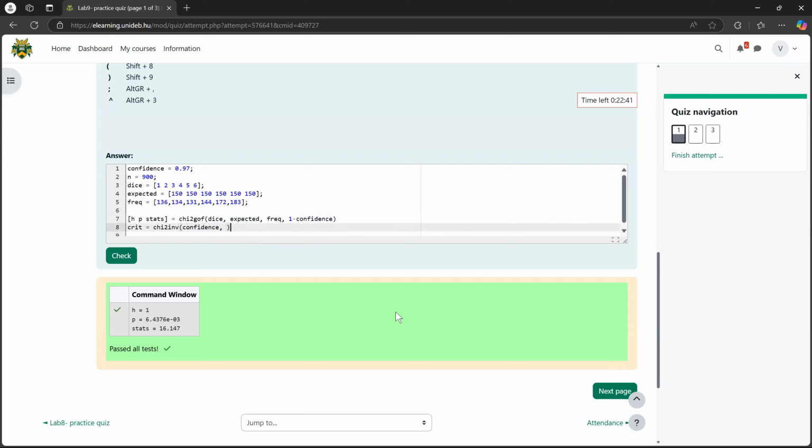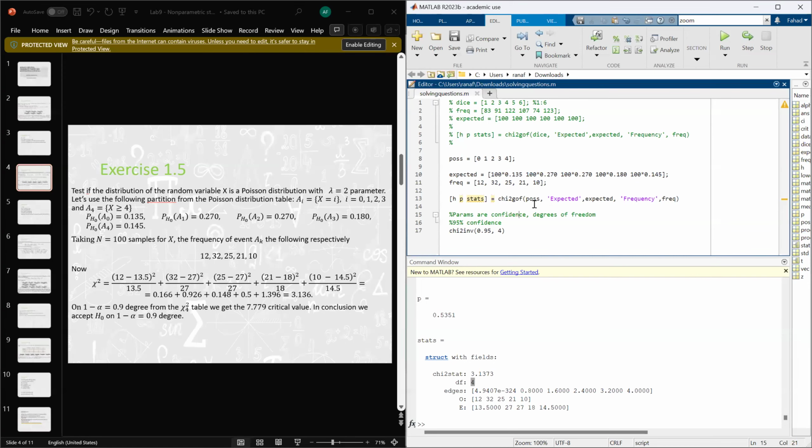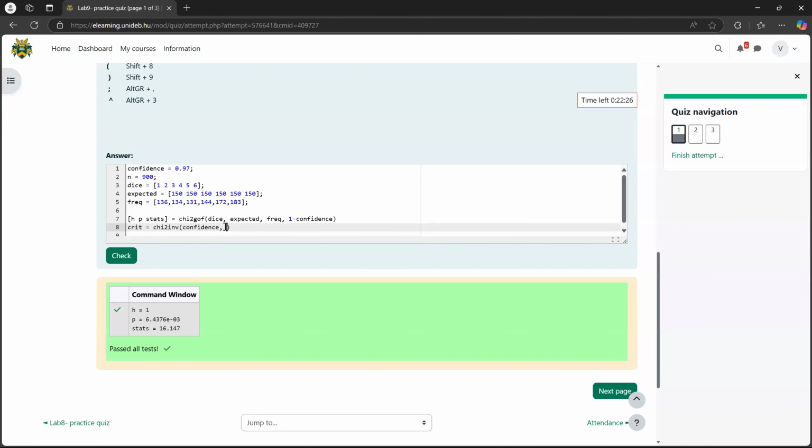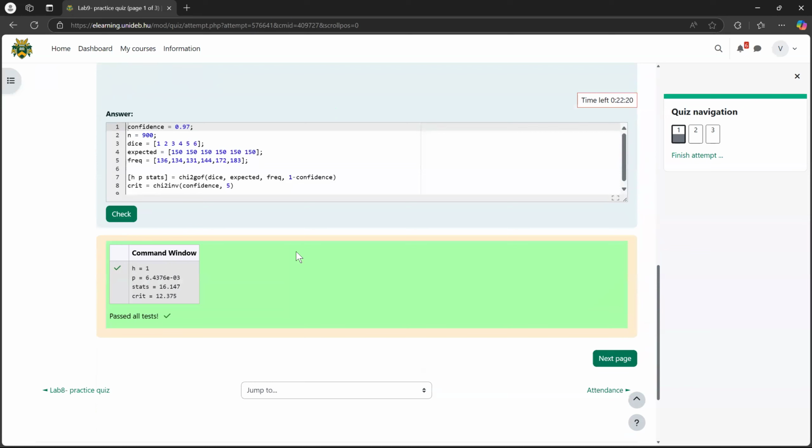Like in MATLAB, you have to do it like this. See? You have to first say expected and then give the value of expected. You have to say frequency and then give the value. So yeah, that's the difference. Okay, degrees of freedom: 1, 2, 3, 4, 5, 6. Okay, it's 5. That's it. So you copy the critical value.